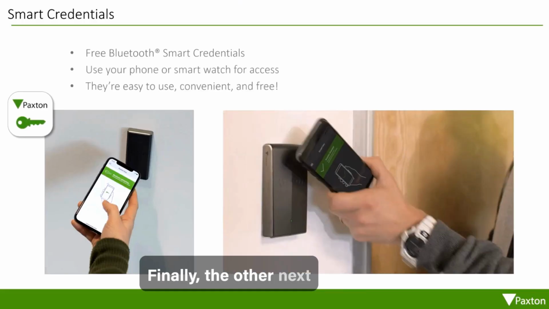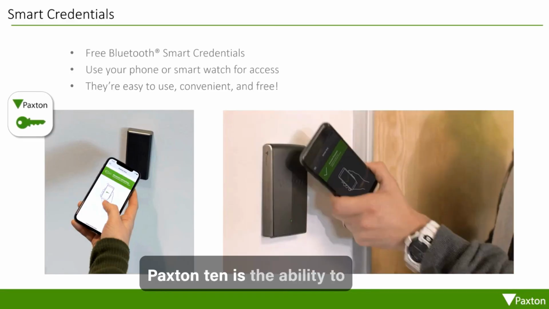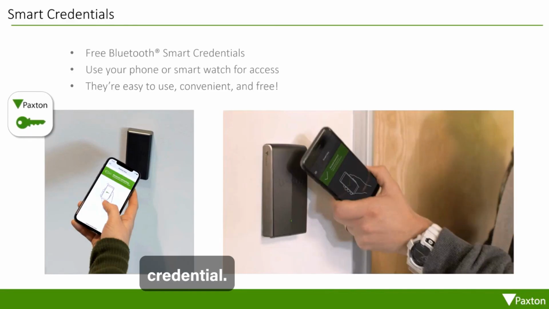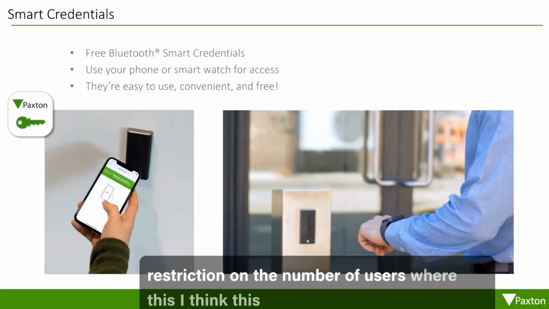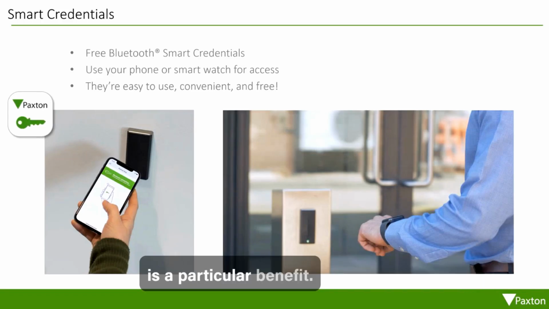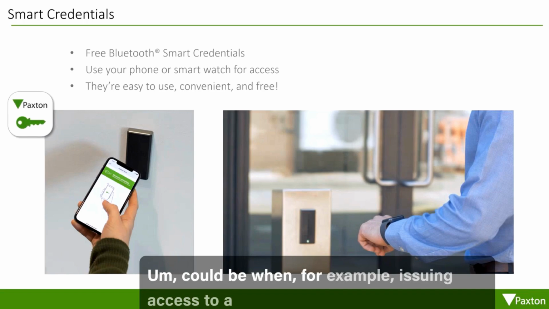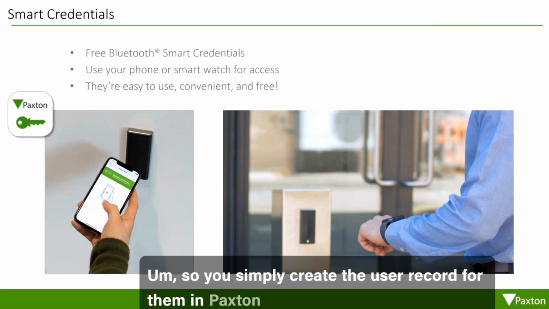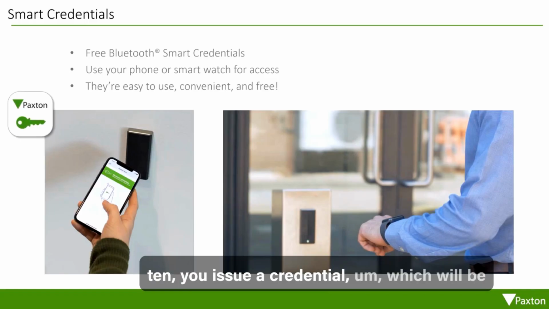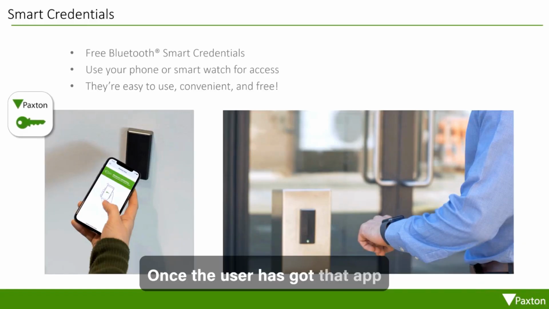Finally, the other next generation feature built into Paxton 10 is the ability to use your phone as a credential. This is completely free of charge, and there's no restriction on the number of users. I think this is a particular benefit when, for example, issuing access to a visitor or a contractor. You simply create the user record for them in Paxton 10. You issue a smart credential, which will be automatically sent to that person via email. Once the user's got that app on the phone, they can go anywhere in the building that you've given them access to within the time period that you've allowed them as well.